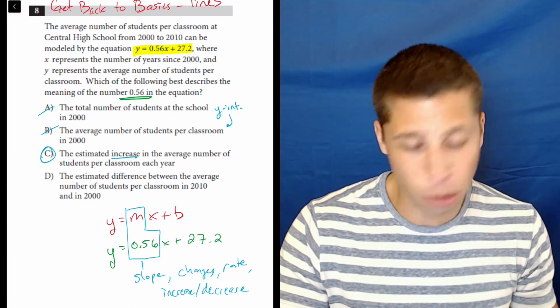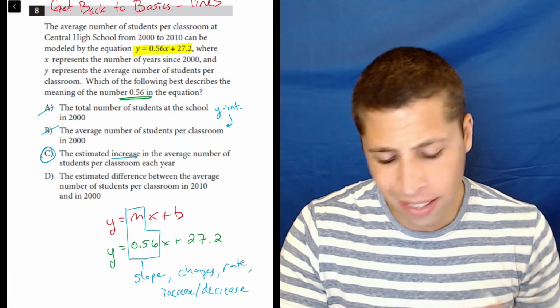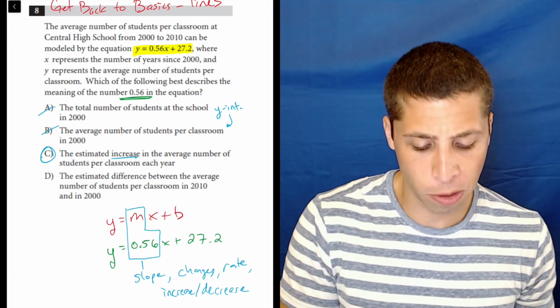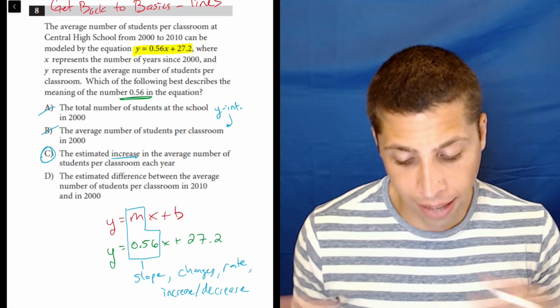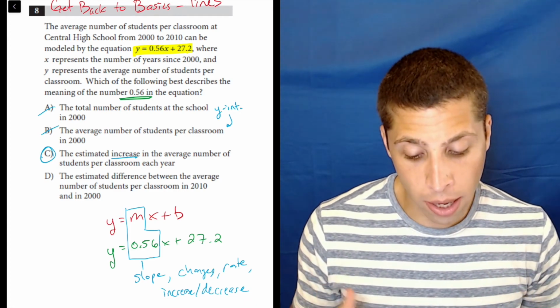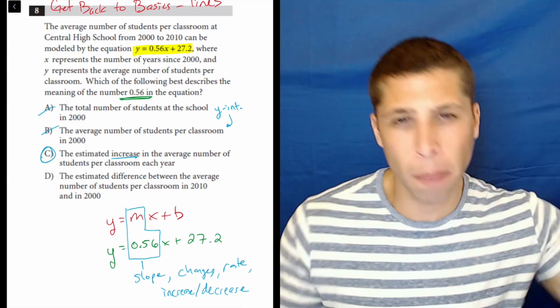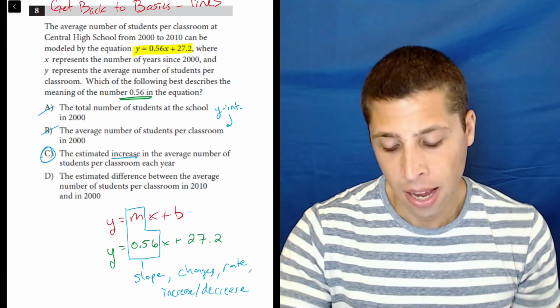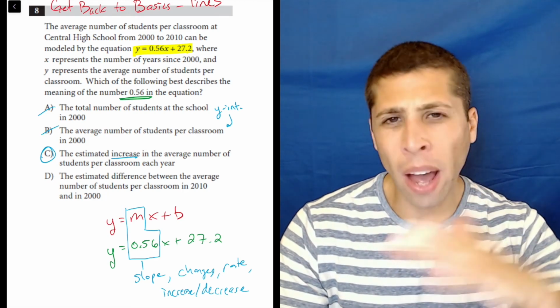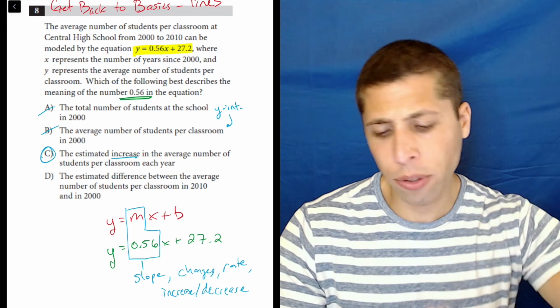Compare that to D, which is just kind of random. The estimated difference between the average number of students per classroom in 2010 and in 2000. Well, if x is the number of years, why would we suddenly just jump 10 years? Like, it doesn't make a lot of sense. So even without overthinking D, I know this is a relatively easy question.